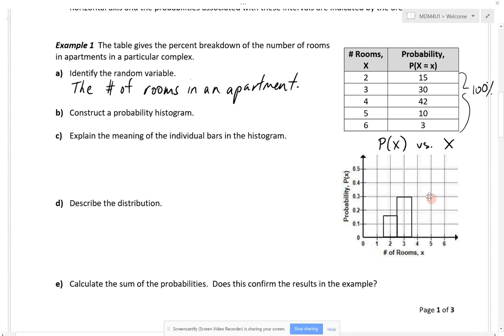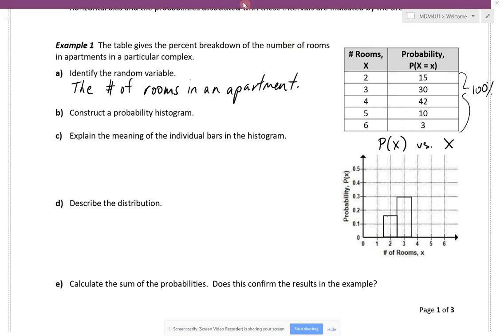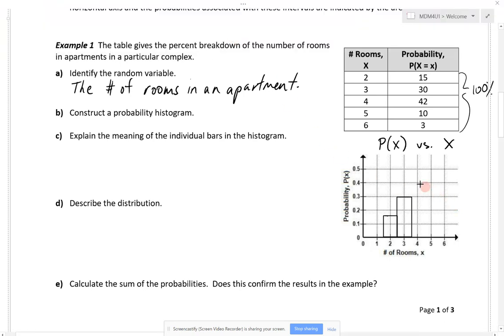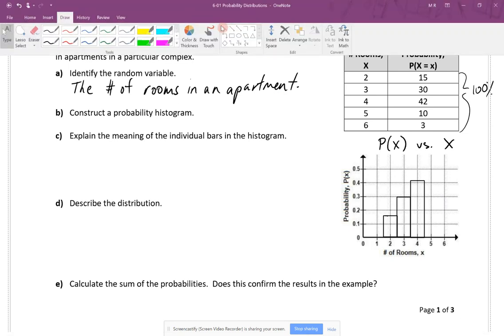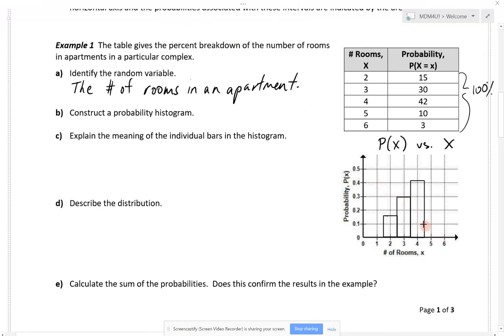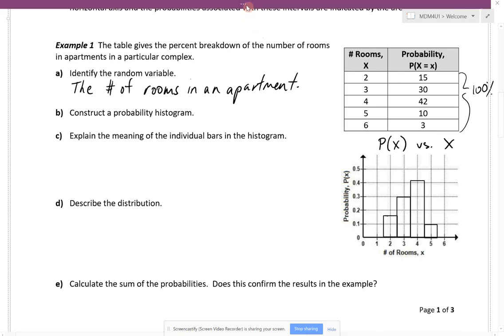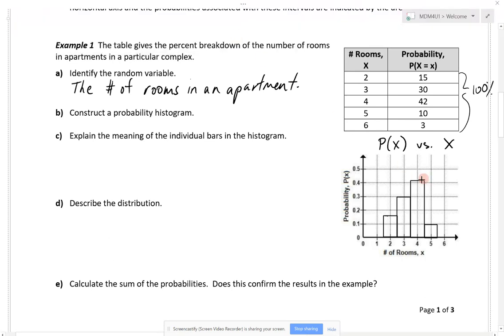There we go. And then for 4 rooms, I have 42, so 0.42. I'm going to try and get it as best as possible to that value. And then I'm trying to make the bars look even. Okay. And then we have for 5 rooms 10%, so we're going to draw a bar all the way to 0.1, centered around 5 rooms. And then for the last one, for 6 rooms, we have a 3% chance, which would represent 0.03 on my histogram here, which is very small.